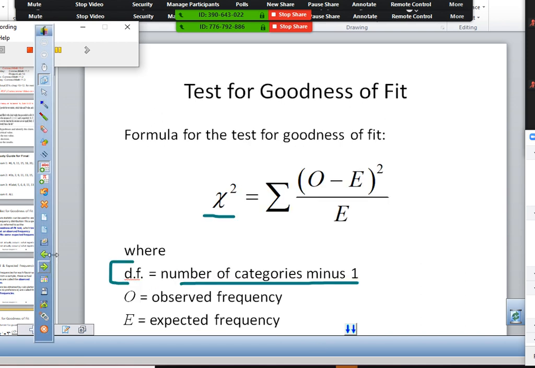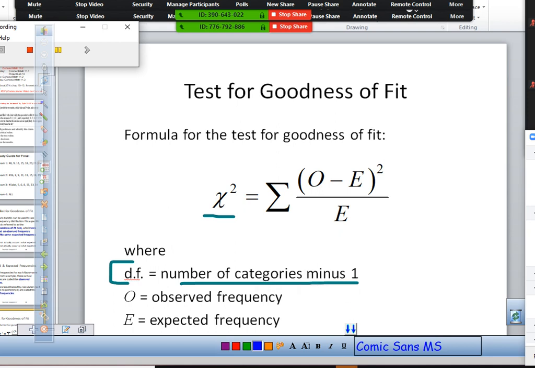Test for goodness of fit is this. Your chi-squared, your test stat, is going to equal taking every single category and taking its observed value minus its expected value, squaring it, and dividing by the expected. Do that for every category, and then sum them, add them up. Your degrees of freedom is the number of categories minus 1. So you're going to use your chi-squared table for that.